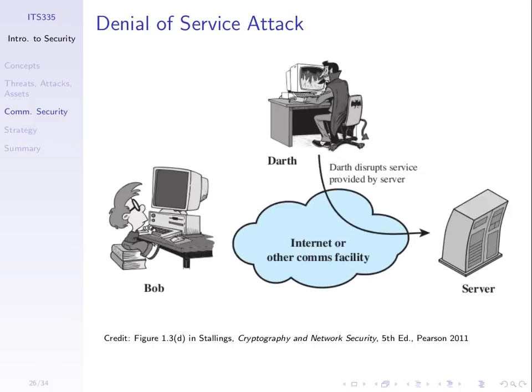Last one. Alice has disappeared and been replaced by a server, a website, for example. So Bob normally has to access this server to perform his job. And Darth somehow disrupts the server, slows it down or makes it stop working so that Bob cannot normally access it and do his job. The disruption may be done by just sending many messages to the server so it overloads. So this is a denial of service attack. We deny the normal users access to the service.